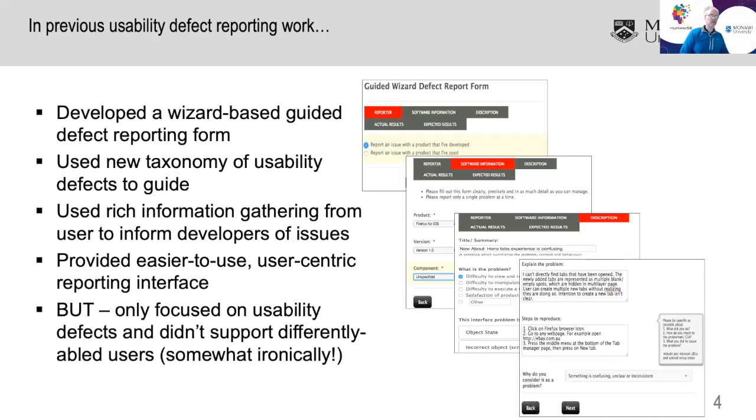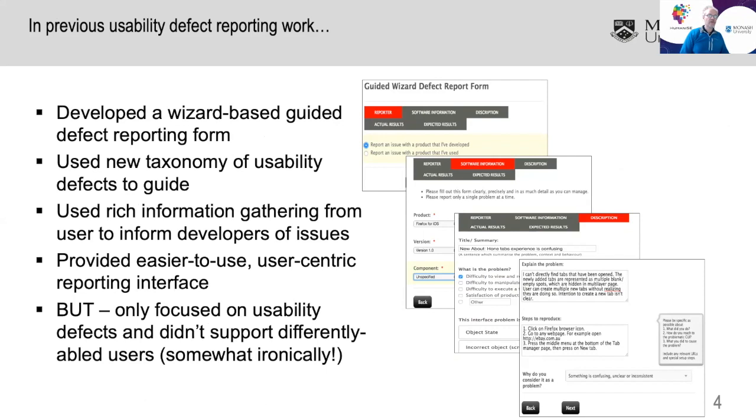In previous work, we developed a wizard-based interface to do this for usability defects, and created a new taxonomy of these defects that helped both users capture more important information about them and classify them for developers. Rich information was captured through a wizard-based interface, as you can see illustrated on the right. It provided an easier to use, more user-centric reporting interface, but in that work we only focused on usability defects and didn't support differently abled users, somewhat ironically.